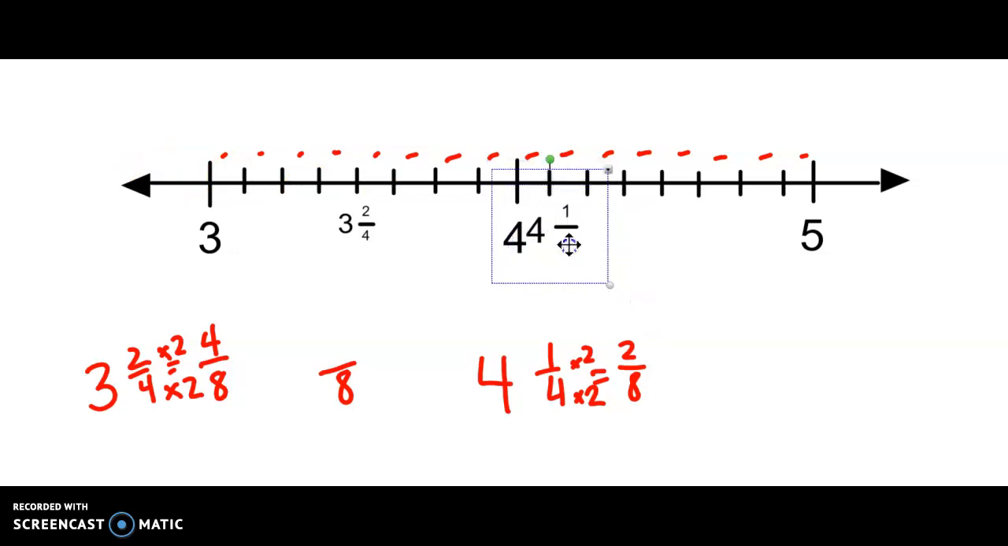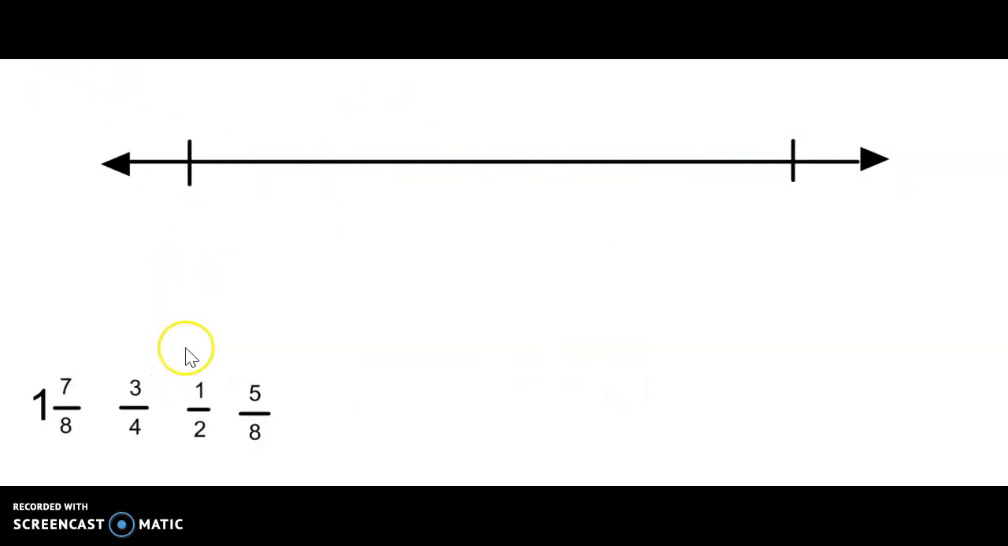Okay, so I have 4 and 1/8, 4 and 2/8. So it's going to go right there. Okay. So I have one more question. But the big skill here is this thing you have to remember: if the denominator is different from the amount of sections that you have between the numbers, you have to convert them into equivalent fractions so you can make sure that you're putting your fraction or your mixed number in the exact perfect spot.